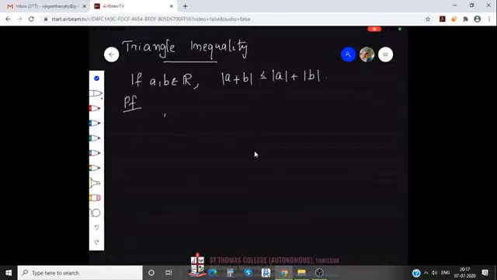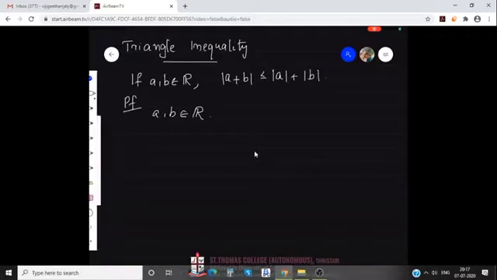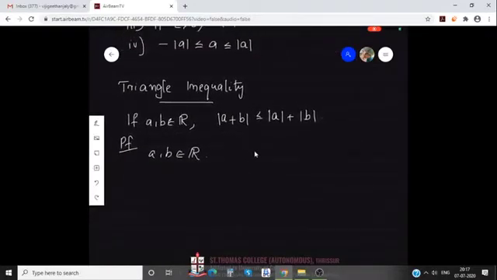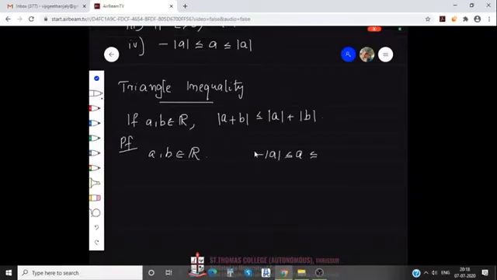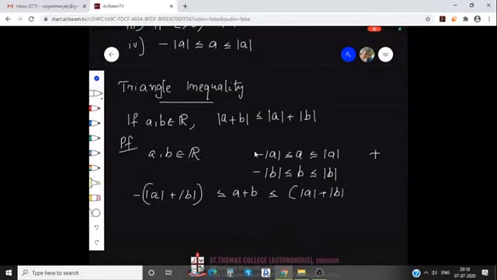We are given that A and B are real numbers. If they are real numbers, the previous theorem says, look at the last result, minus modulus of A less than or equal to A less than or equal to modulus of A. So I have minus modulus of A less than or equal to A less than or equal to modulus of A. Similarly, B is a real number, so I have minus modulus of B less than or equal to B less than or equal to modulus of B. Add these two inequalities so that we will get minus of absolute value of A plus absolute value of B is less than or equal to A plus B less than or equal to absolute value of A plus absolute value of B.